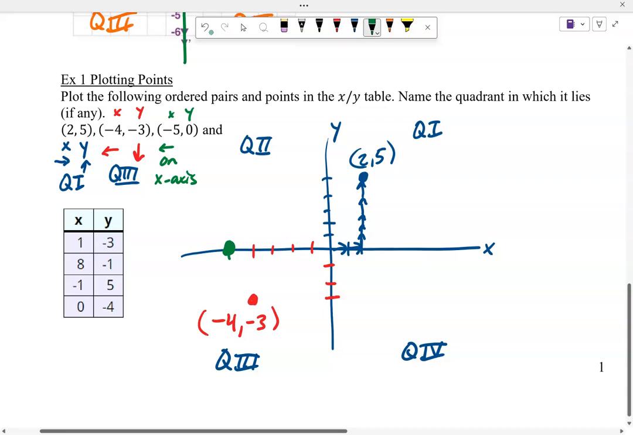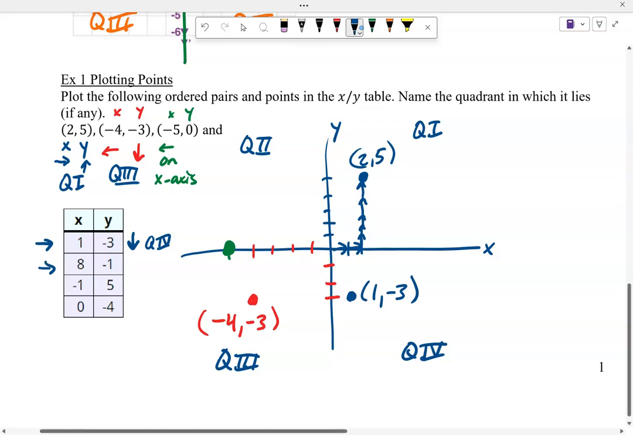All right, so if you're on the x-axis or if you're directly on the y-axis, it will not be in any quadrant. All right. Now, I have a table of values on this next one. So the x value is 1, the y value is -3. So I'd go right 1 and down 3. Right 1, down 3. There's 1, -3. What quadrant is that in? 4. Good, quadrant 4.